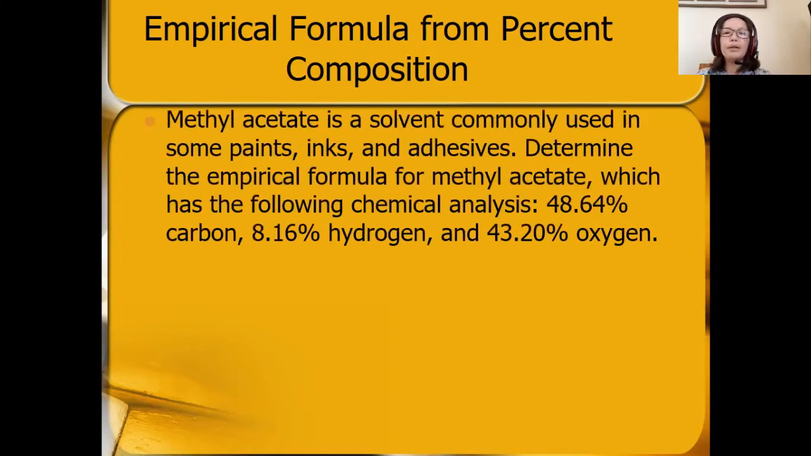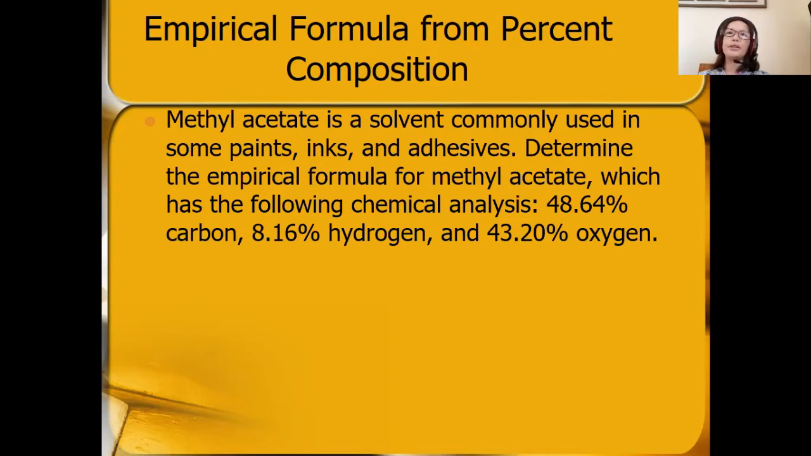Say, for example, you have this problem: methyl acetate, commonly used as a solvent in paint, ink, and adhesive. Given 48.64% carbon, 8.16% hydrogen, and 43.20% oxygen, what is the compound's empirical formula? So take note, you will see percent composition in the problem.